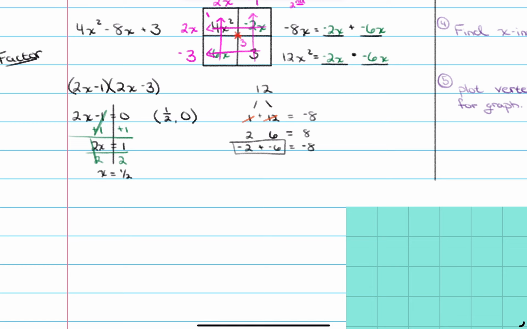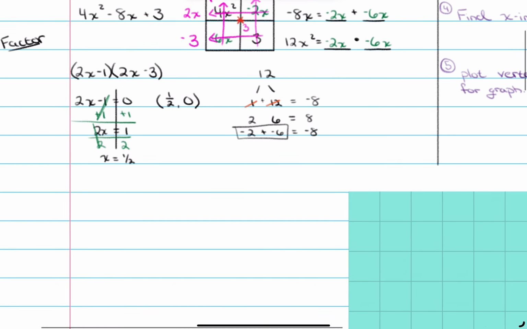Now we need to repeat the process with our 2x minus 3. So we're going to have 2x minus 3 equals 0. Again, I'm going to solve for my x. So I add 3 to both sides. Negative 3 plus 3 is 0. That's why that cancels out.